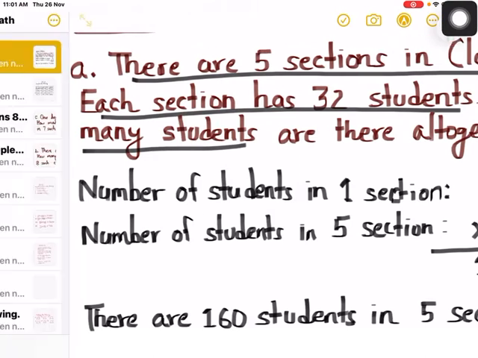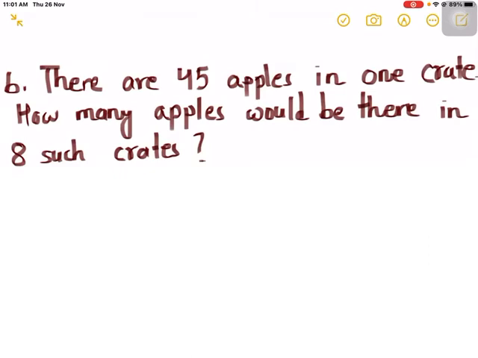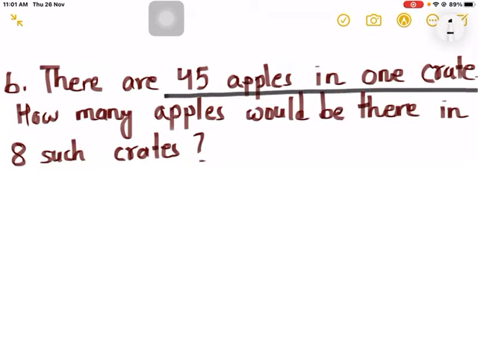Okay, let's go to another question, that is question number B, okay? There are 45 apples in 1 carrot. How many apples would be there in 8 such carrots? Okay, again the process is the same here. There are 45 apples in 1 carrot. This is the given statement, isn't it? In 1 carrot, number of apples is 45. Now we have to find out the number of apples in 8 carrots, isn't it? So let us start to solve. How many apples? This is asked us.